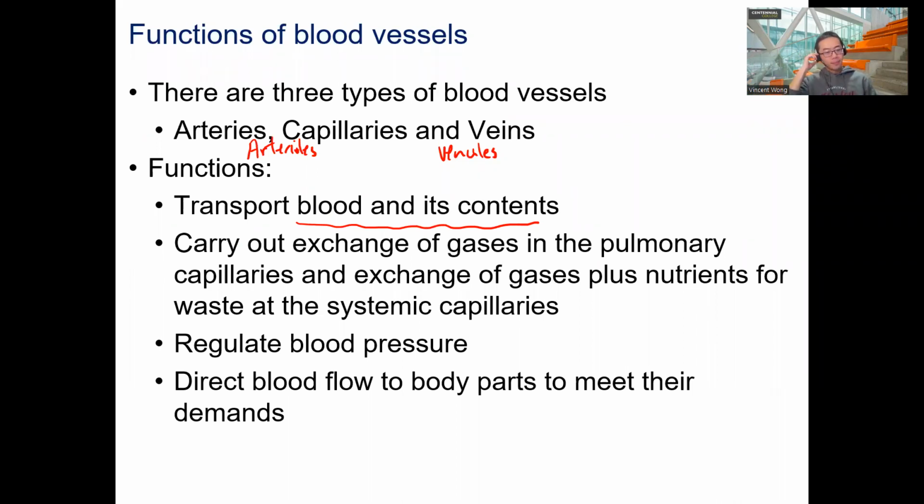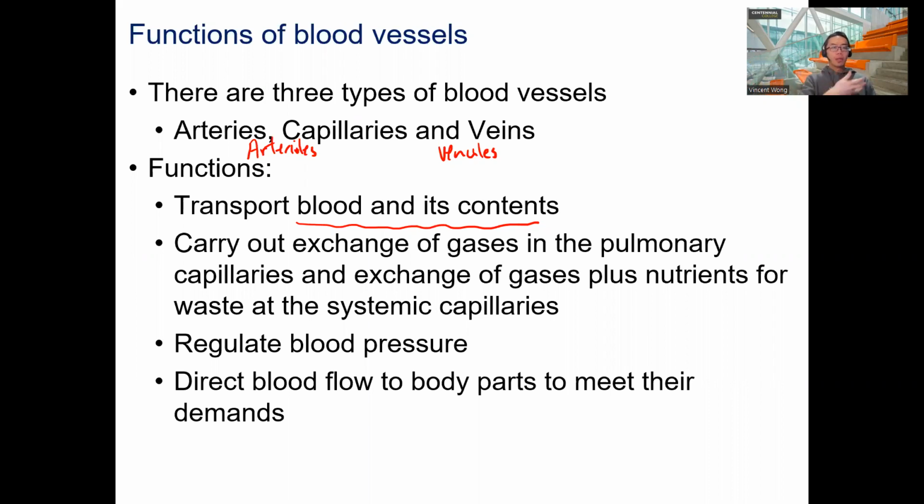Sorry, what is it? Nutrients. Yeah, there are nutrients, things like glucose. There are some amino acids. What else are there? Oxygen. Yeah, Beatrice said oxygen. That's correct. Carbon dioxide. So not just nutrients, there are waste products as well.